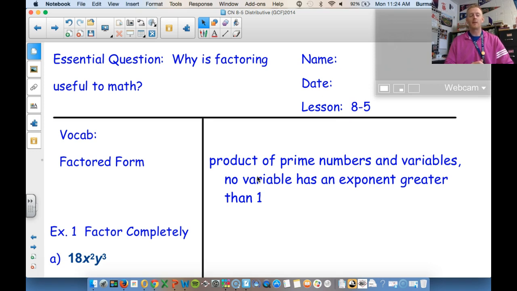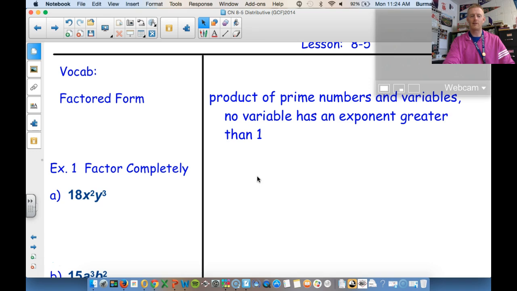Number one, there's this vocabulary word called factored form. A factored form is the product of prime numbers and variables, and no variable has an exponent that will be greater than 1. So we're going to be breaking down our numbers into their most prime nature. And you've done these things before in the past. This was like the long expanded way of writing things down.